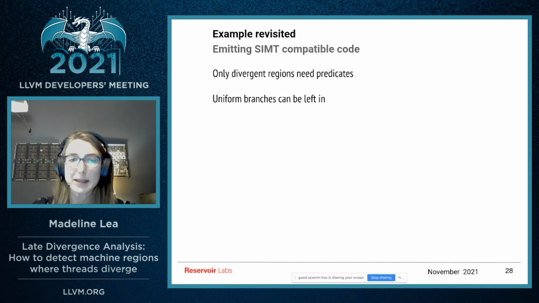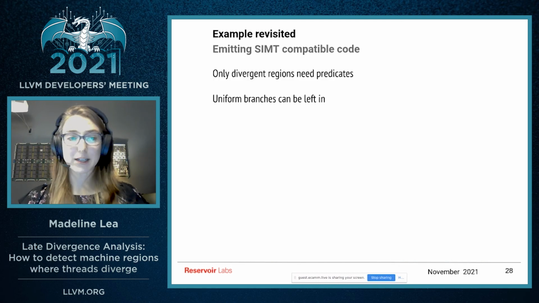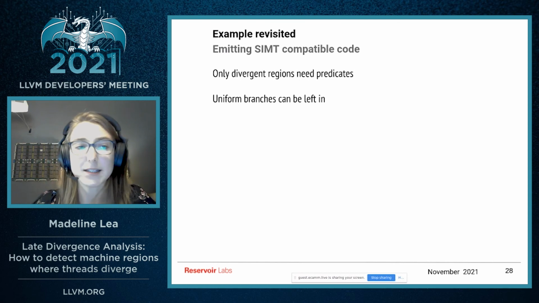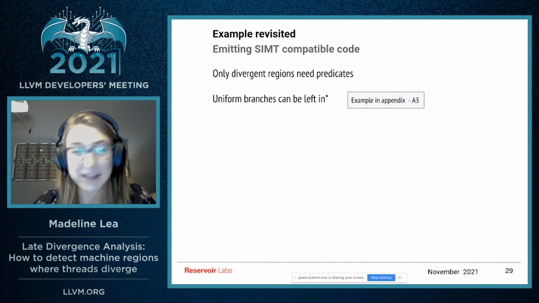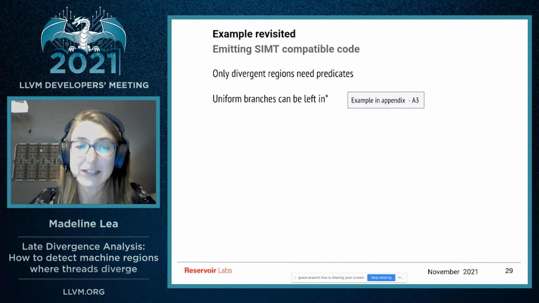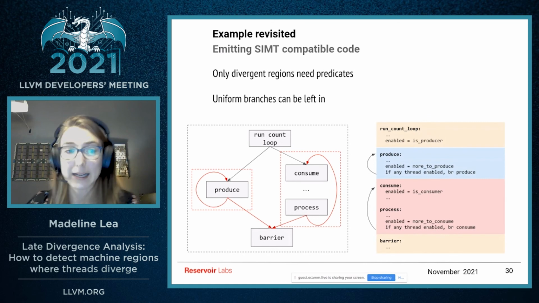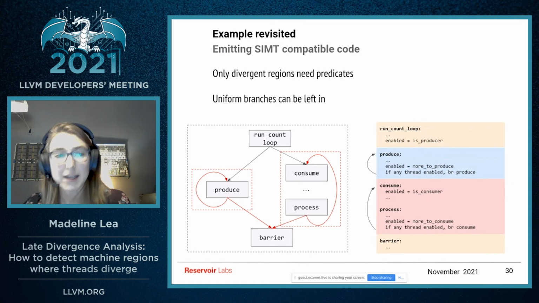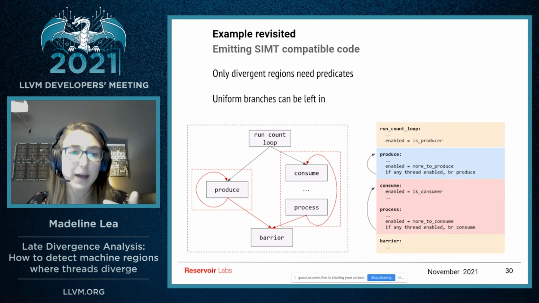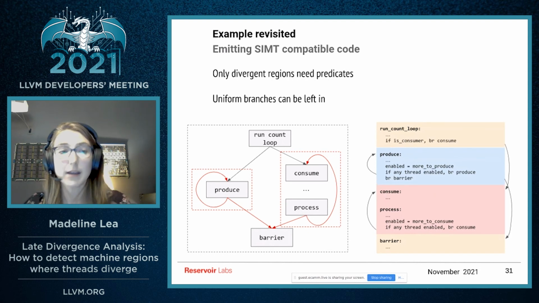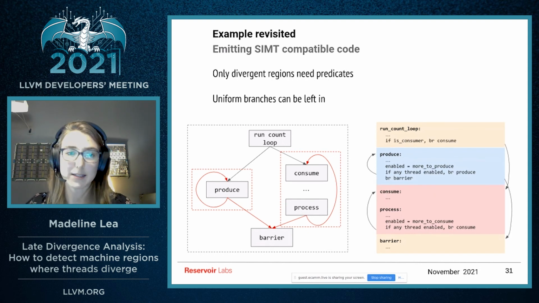So now when we go to emit the predicated code for our SIMT machine, we only need to produce predicates for regions that are marked as divergent. And additionally, we can leave in all the uniform branches. There's a slight caveat. Branch heads need to be restricted so that they don't jump past regions that they don't dominate. And this is something that's layout dependent. So thinking back to our original predicated code, where we used predicates in the outer run loop and fell from the loop header to produce to consume, now we can safely remove those predicates and use direct branches instead.